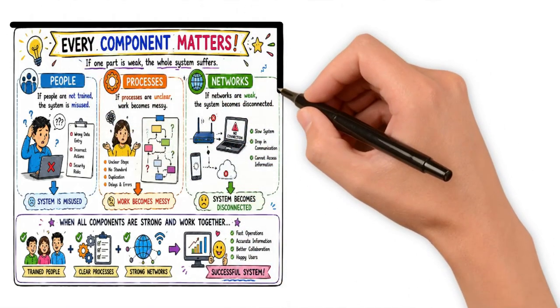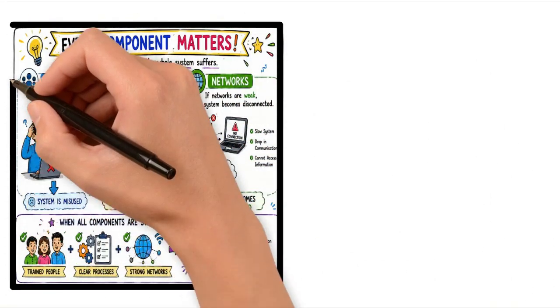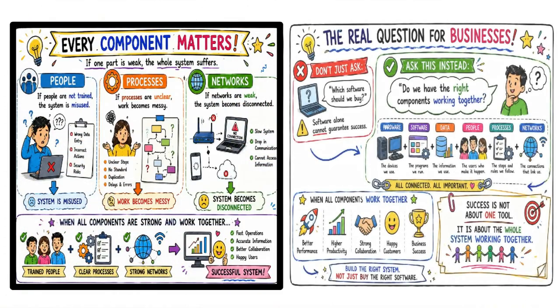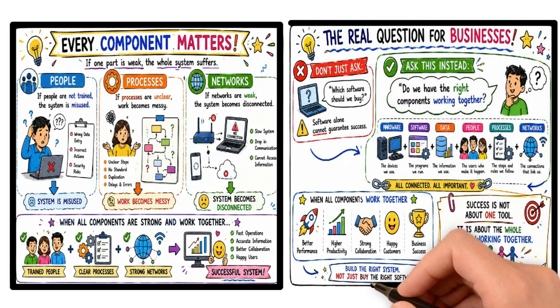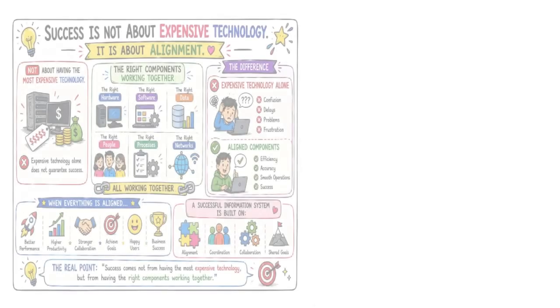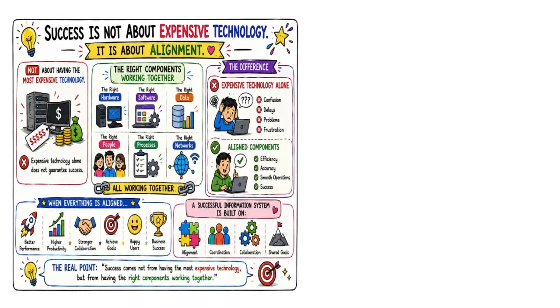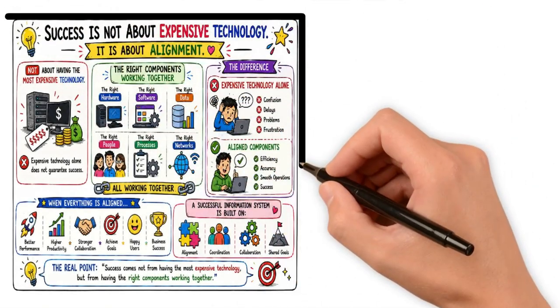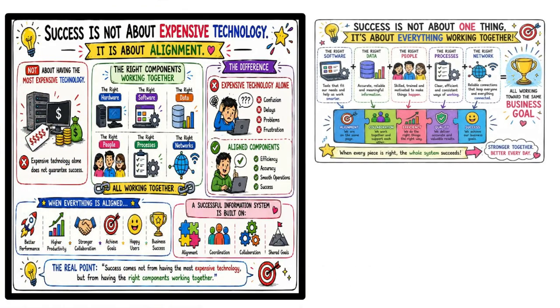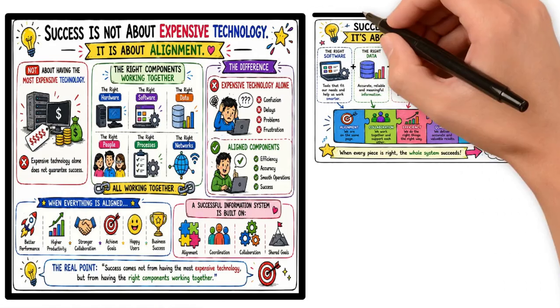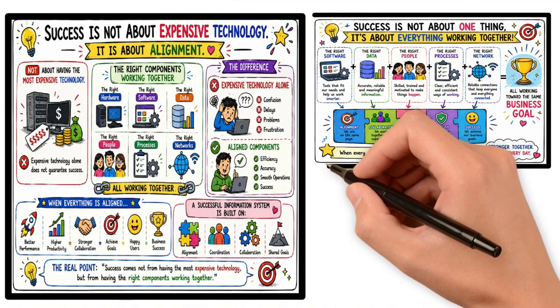This is why businesses should not ask only, which software should we buy? They should ask, do we have the right components working together? Because a successful information system is not about having the most expensive technology. It is about alignment. The right hardware, the right software, the right data, the right people, the right processes, the right network, all working toward the same business goal.